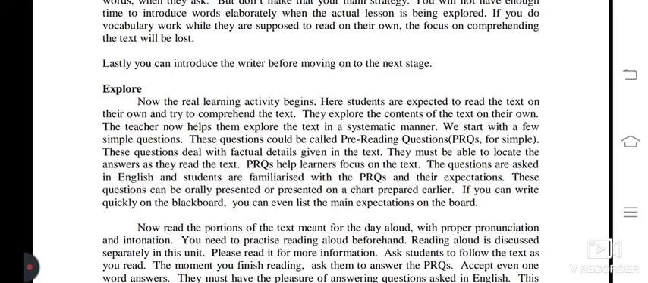These questions deal with factual details given in the text. They must be able to locate the answers as they read the text. Pre-reading questions help learners focus on the text. The questions are asked in English and students are familiarized with the pre-reading questions and their expectations. These questions can be orally presented or presented on a chart prepared earlier. If you can write quickly on the blackboard, you can even list the main expectations on the board.